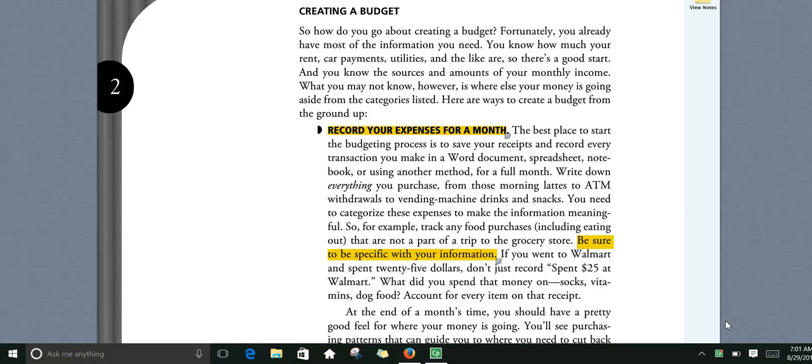To create a budget, the first thing you'll want to do is record your expenses for a month. Be sure to be very specific with your information. Everything that you purchase. It's kind of like a food journal, except this is a spending journal.